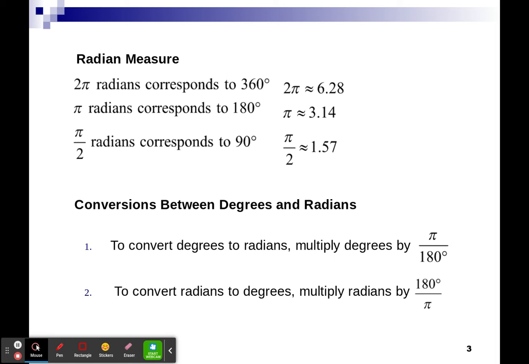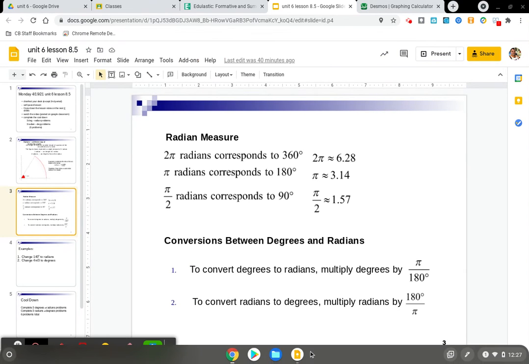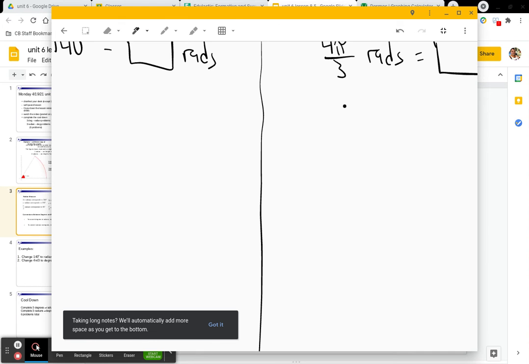So the question then becomes, how do we convert between radians and degrees? And that's what we're going to learn about today. To convert degrees to radians, we're going to multiply the degrees by this fraction, pi over 180. And to go in the reverse direction, to convert from radians to degrees, we're going to multiply by that. So to show you how it works, I'm going to do a couple of examples here. Let me pull up this first example.